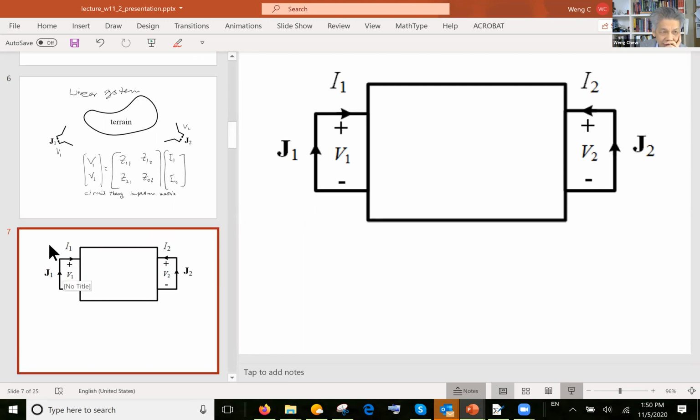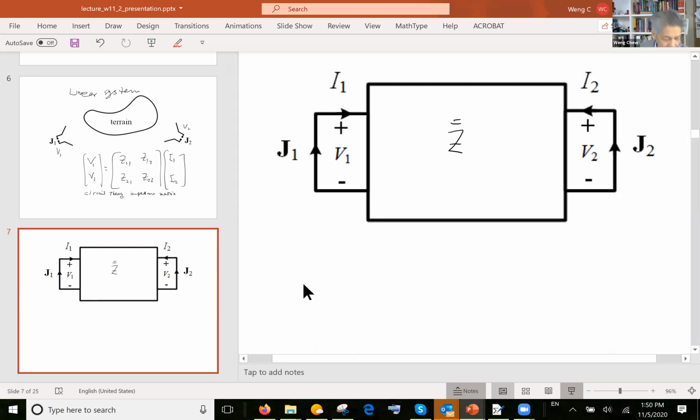We can replace this picture with this picture over here, where I just put a black box to represent this very complicated structure, and there should be an impedance matrix associated with this black box. That impedance matrix is this impedance matrix over here. And then reciprocity should hold here, which means that if I now turn on J1 and look at the field E2, and then turn on the current J2 and look at the field E1, this relationship should apply.